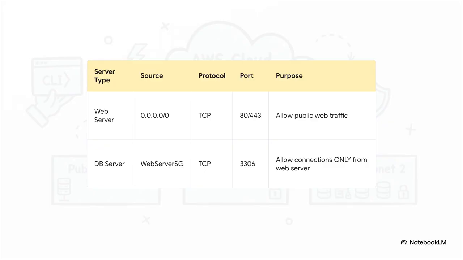And this slide right here is a perfect example of a core security principle called least privilege. Look at the web server rule. The source is 0.0.0.0/0, which means anywhere on the internet, and it's allowed on standard web ports. Makes sense. But now, look at the DB server rule. The source isn't an IP address at all. It's the web server's own security group. This is so powerful. It means our database can only accept traffic from our web server and literally nothing else.